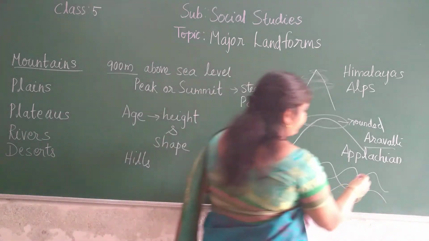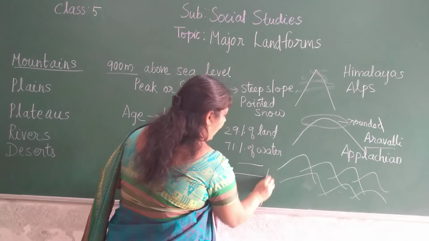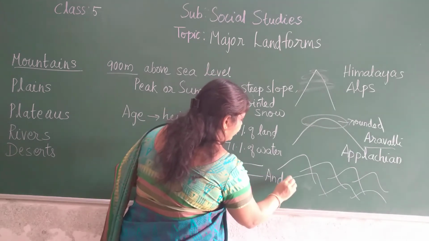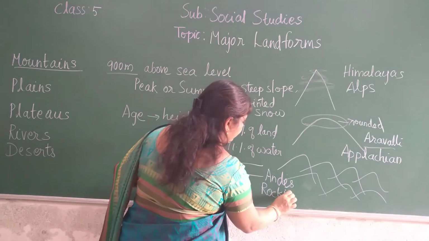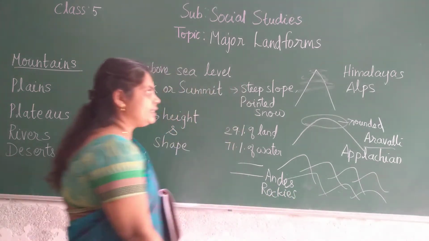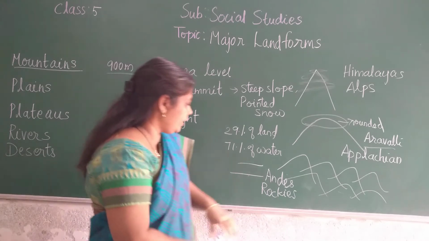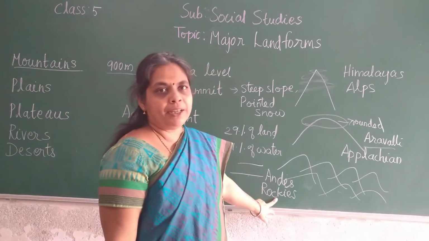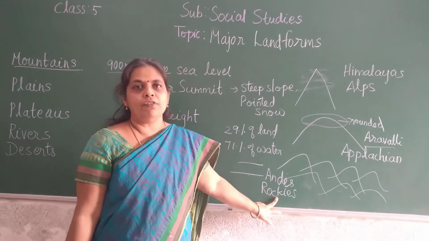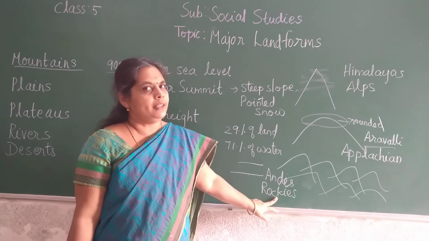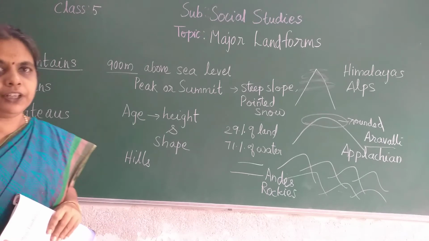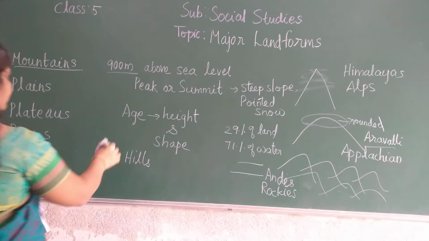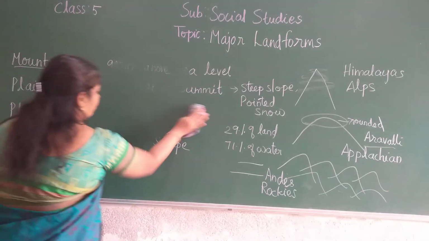So what are the two examples? They are the Andes and the Rockies, children. They are in the USA. I will show you these mountains in the interactive class, children. Okay, the Andes and the Rocky Mountains are examples of parallel mountain ranges, children. Okay, next we are going to see the importance of mountains, children.